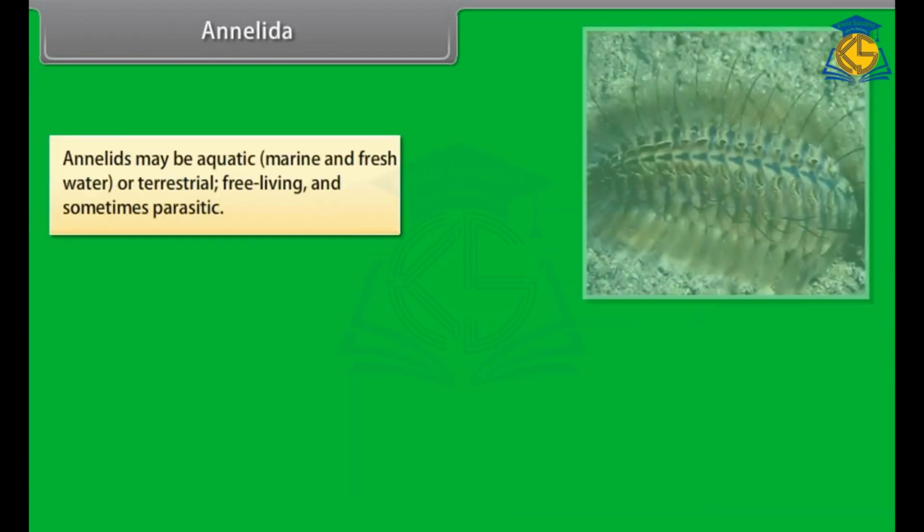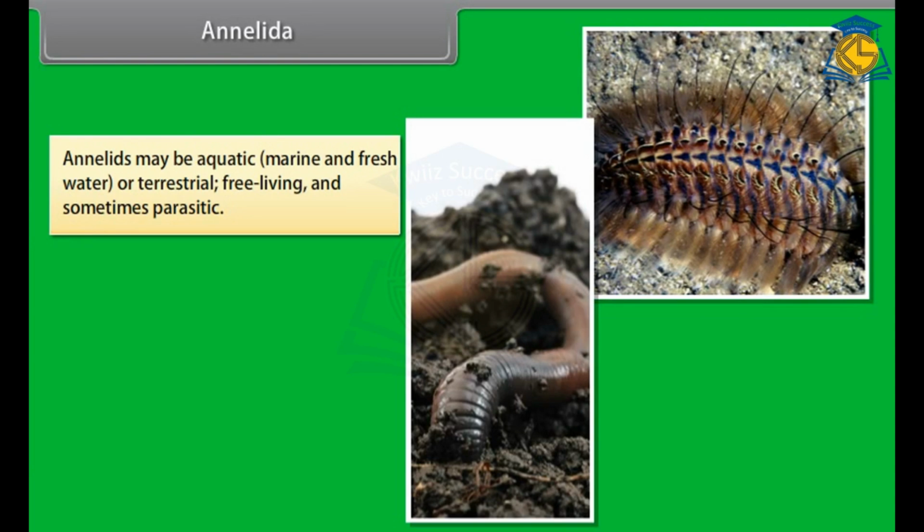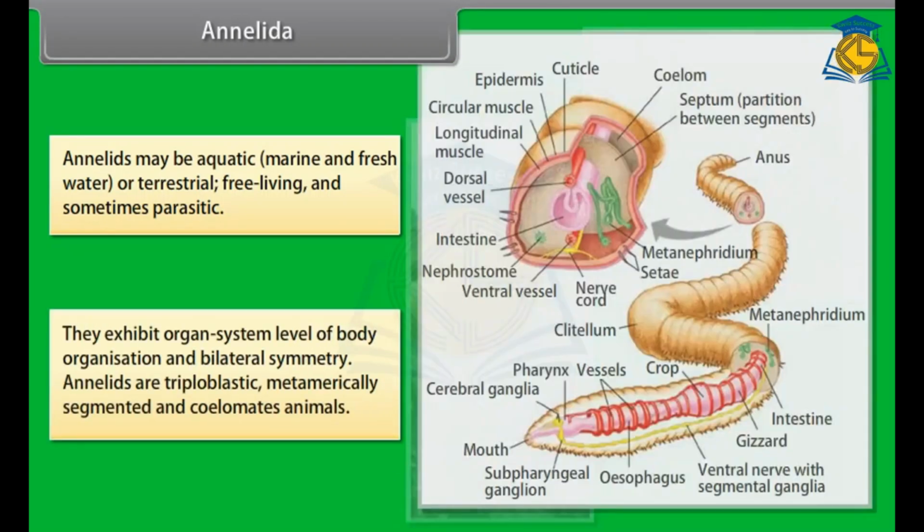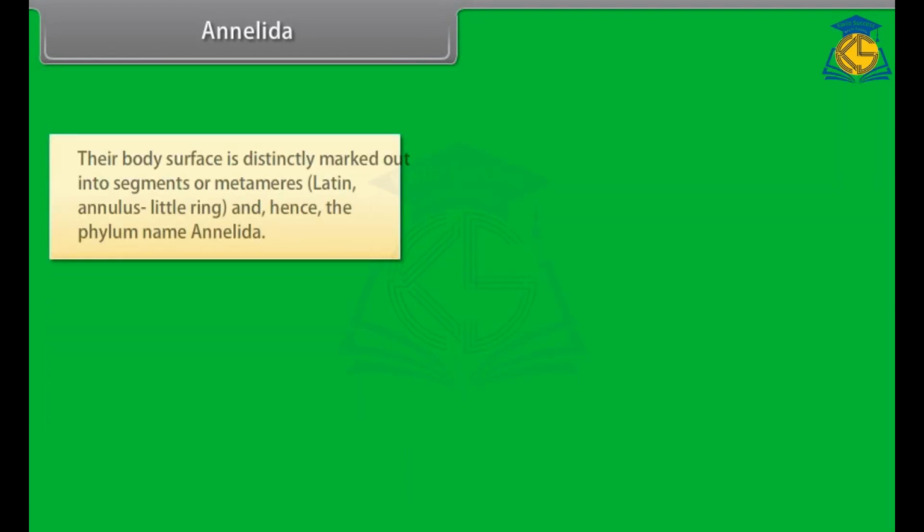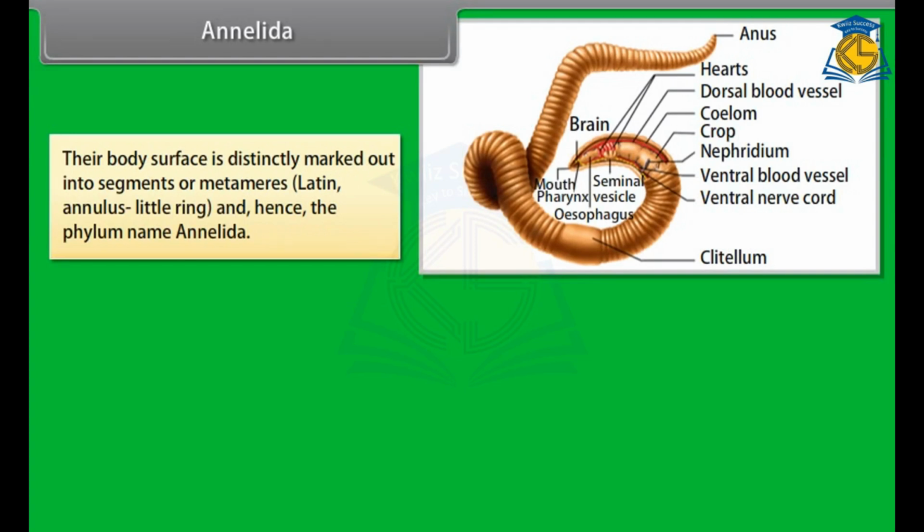Annelida. Annelids may be aquatic, that is marine and freshwater, or terrestrial, free-living and sometimes parasitic. They exhibit organ system level of body organization and bilateral symmetry. Annelids are triploblastic, metamerically segmented and coelomate animals. Their body surface is distinctly marked out into segments or metameres, which is a Latin word meaning annulus, little ring, and hence the phylum name Annelida.